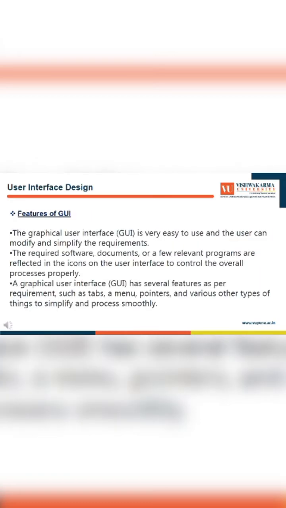Features of GUI. The graphical user interface is very easy to use and the user can modify and simplify the requirements. The required software documents or a few relevant programs are reflected in the icons on the user interface to control the overall process properly. A graphical user interface has several features as per requirement, such as tabs, a menu, pointers, and various other things to simplify and process smoothly.